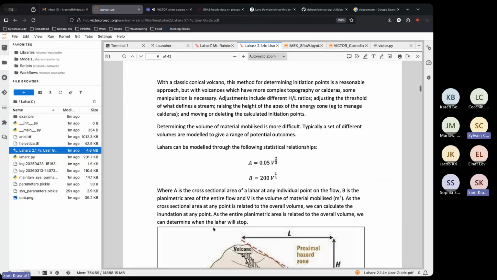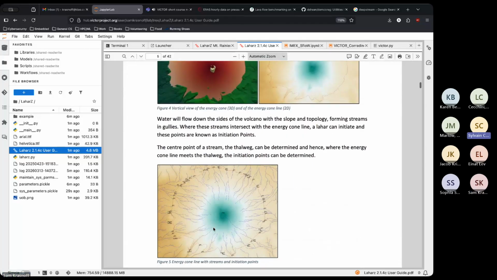Can I add something? Yes, please. So this is just showing you how different these initiation points are compared to the models I was showing you before, like Flow 2D, for example, or Titan 2D, or IMAX, that's going to be able to compute the transport and the erosion of these flows.